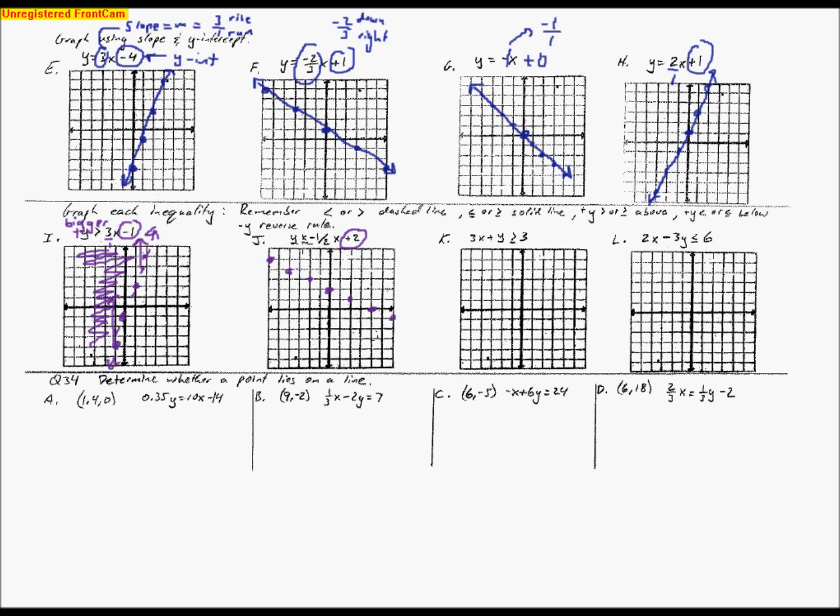This time it's a solid line, so the line underneath means solid. And that means that the points on the line are solutions. That's why we draw that solid line. Now, which way do we shade? Well, positive y is less.